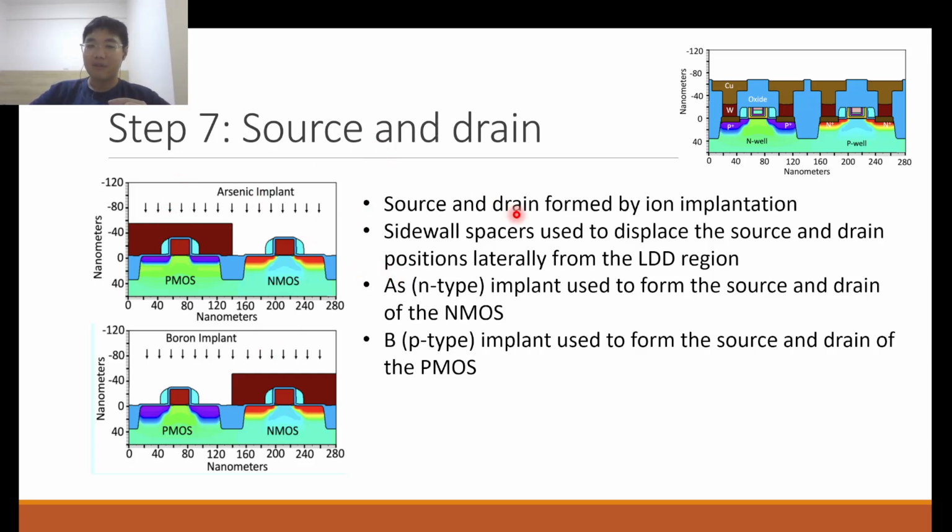So now we can form the source and drain with ion implantation. So once again, the arsenic implant, N-type implant, is used to form the source and drain of the NMOS, whereas your boron, which is a P-type implant, is used to form the source and drain of the PMOS. In this case, the implantation will be higher in energy because you want to get a slightly deeper implant than the LDD region, and it will also be higher in the concentration of ions that you're putting in.